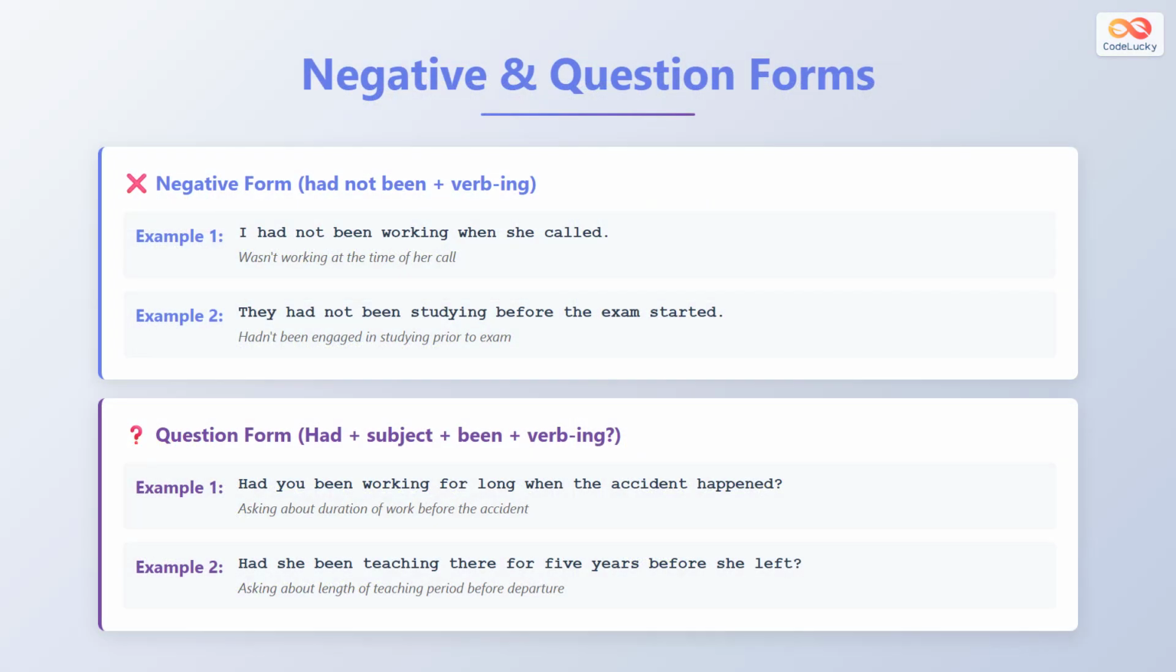To make a negative sentence, add not between had and been. For example, I had not been working when she called. This means you were not working at that time. To ask a question, move had to the beginning. For example, had you been working for long when the accident happened? Or, had she been teaching there for 5 years before she left? The structure stays the same, just the word order changes.